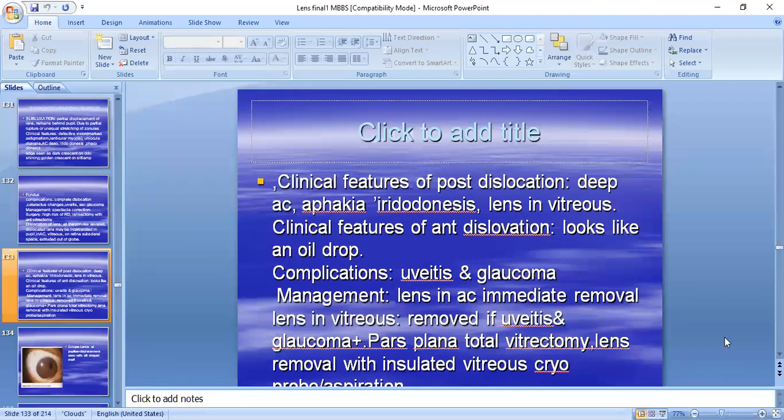Complications are uveitis, glaucoma, and there is every chance of the patient going for corneal decompensation. So management: lens in AC, whether it is cataractous or a clear lens, immediate removal is mandatory. Lens in vitreous, it is removed if uveitis or glaucoma occur. A pars plana total vitrectomy, lens removal, then we place an IOL.